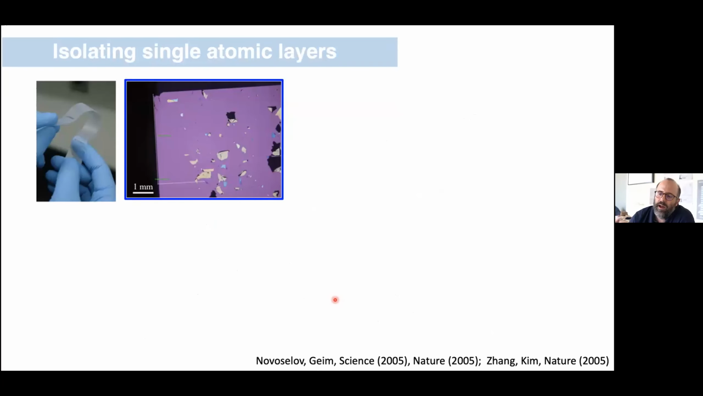Okay, so how do I actually isolate this monolayer of graphene? This is the famous Scotch tape method. What we literally do, 15 years after the first discovery of this technique, is the same. We smear some graphite on tape, so-called exfoliate the tape, and we smear that tape on a surface.